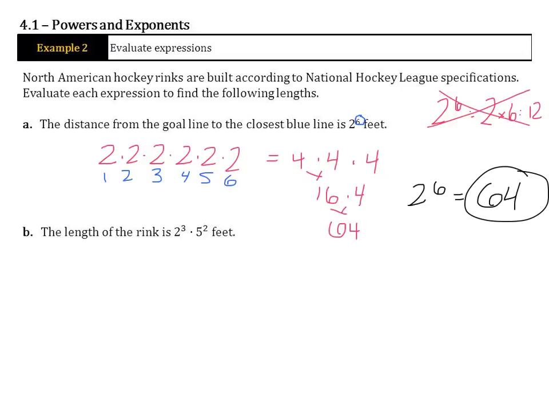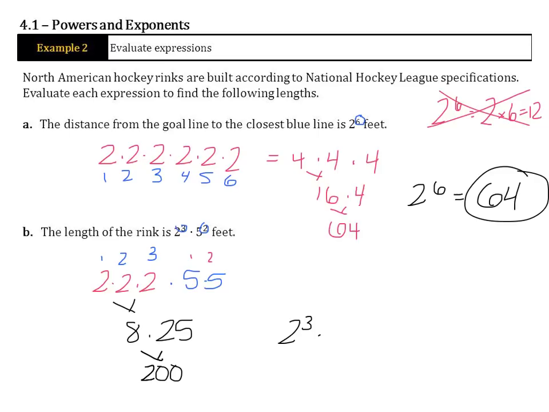The length of the rink is 2 to the 3rd times 5 squared feet. Well, 2 to the 3rd is 2 times 2 times 2, since there are 1, 2, 3 2's. And 5 squared, there's 2 of them, is 5 times 5, since again there are 1, 2 5's. 2 times 2 times 2 is 8. 5 times 5 is 25. And 8 times 25 is 200. So, 2 to the 3rd times 5 squared is 200.